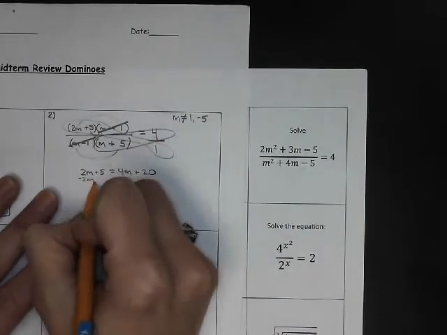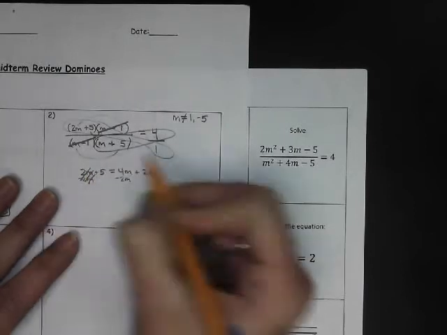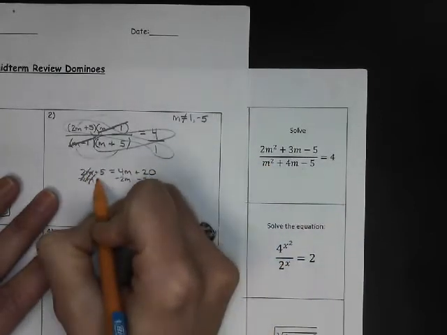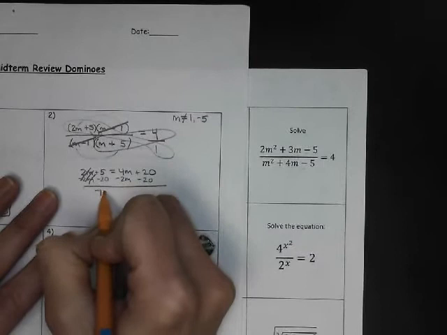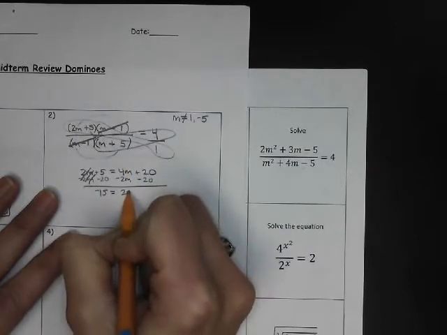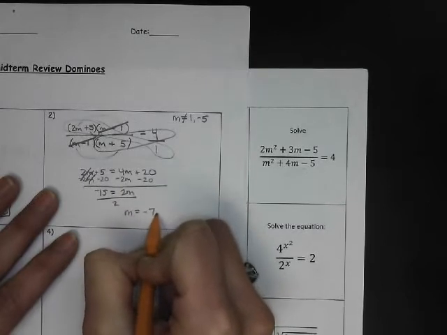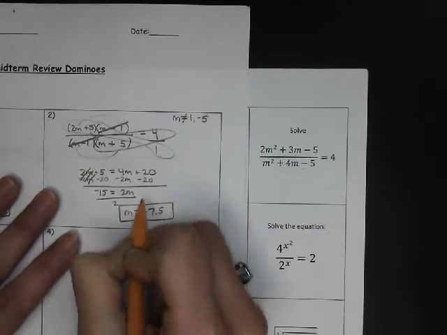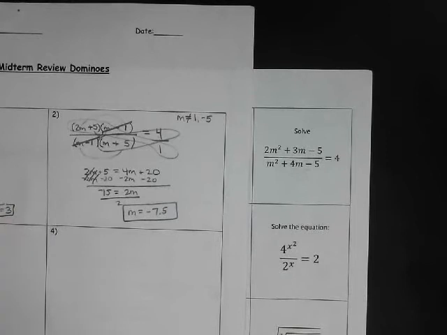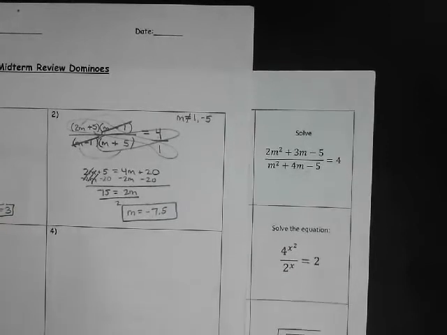And then we'll get all of our m's together, subtract your 2m over, subtract your 20 over to the left. So you've got negative 15 on the left and just 2m on the right, divide by 2, and m equals negative 7.5. That's a solving of a rational.